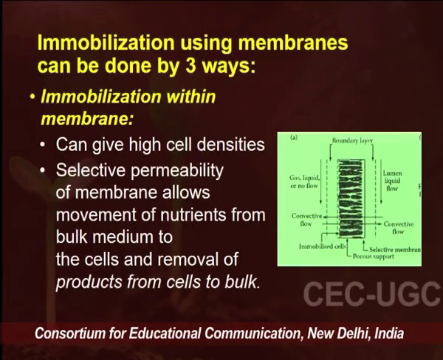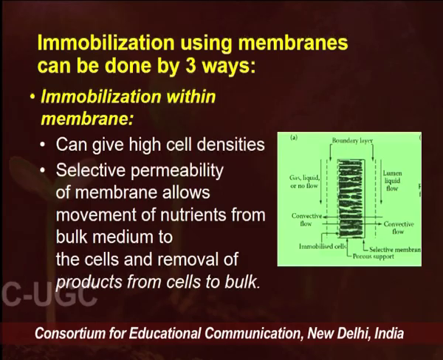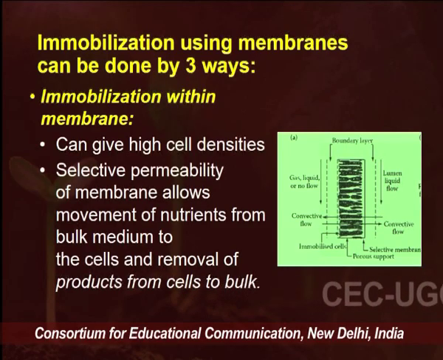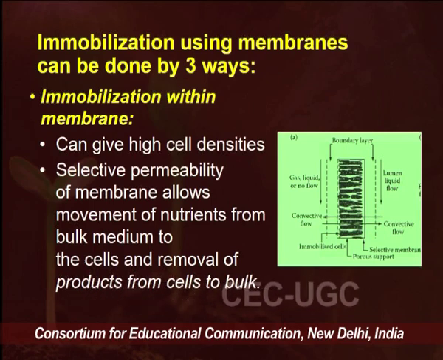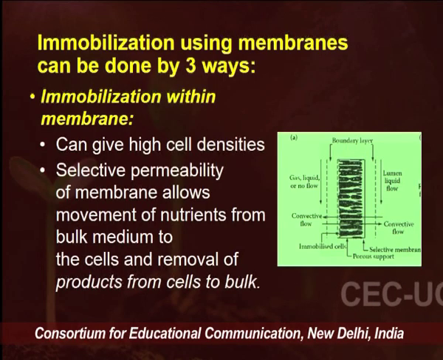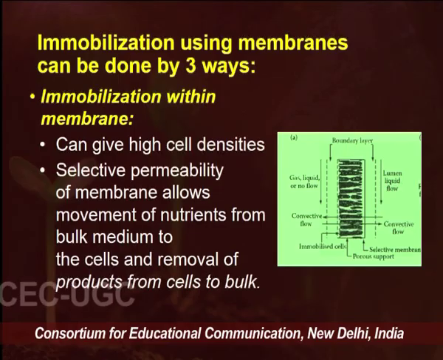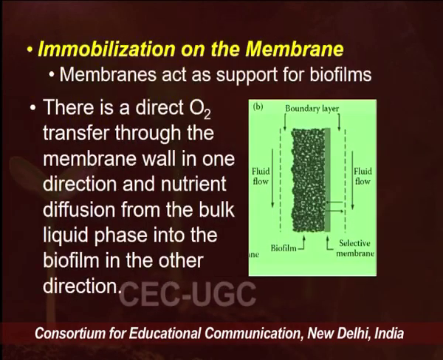Now this usage of membrane can be done in three ways. First, by immobilizing the cells within the membranes. When we talk about within the membrane, we take a suitable membrane on which the cells are adsorbed, and then the ends of the membrane are closed with the help of a porous support. This entraps the cells within that particular membrane.